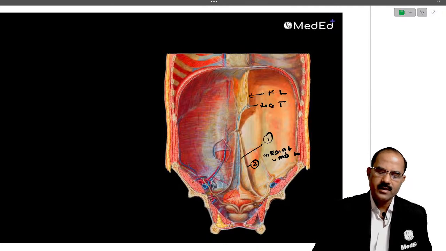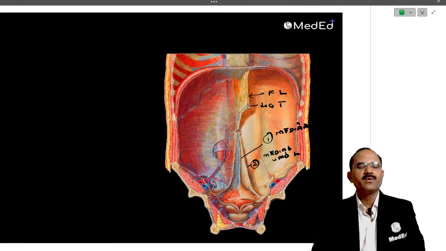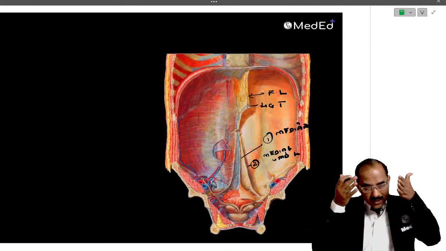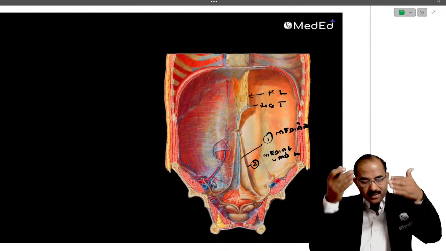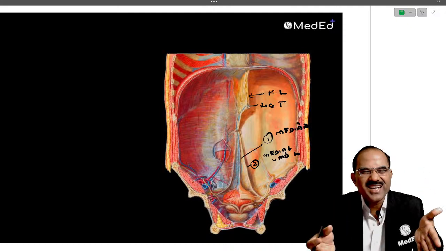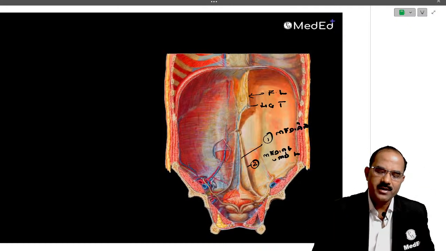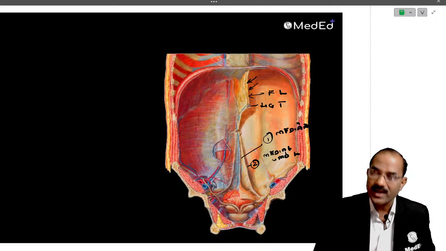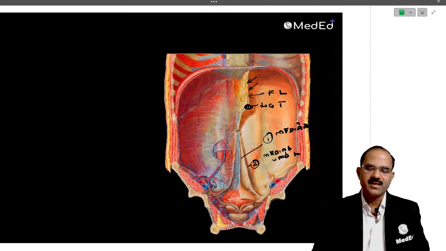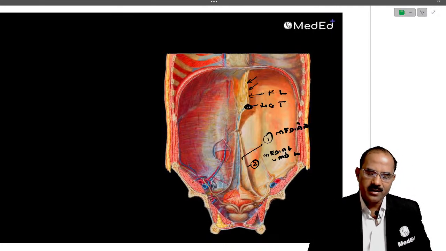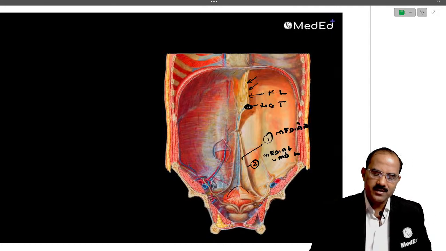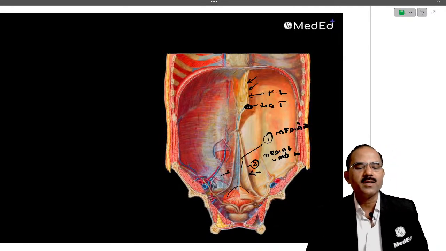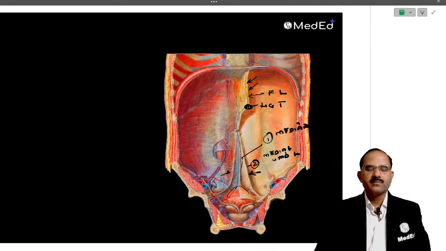This is a view from inside. Where are you looking this from? This is the anterior abdominal wall from inside. You're looking at the anterior abdominal wall from inside the abdomen. This is the falciform ligament. In the falciform ligament, we get the ligamentum teres, that's the median umbilical ligament. This is the bladder. On either side of the median umbilical ligament, this is the medial umbilical ligament.